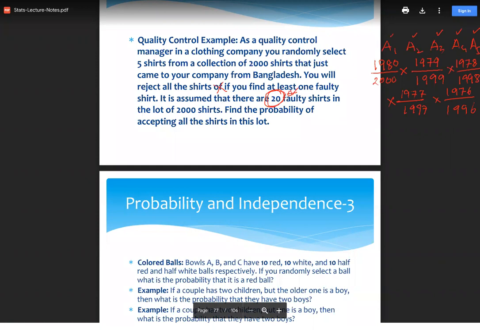And if you multiply these numbers, that should be your probability of accepting the entire lot, or probability of not rejecting. Accepting is the same as not rejecting. Is this clear? Do you see how events A1, A2, A3, A4, A5 are connected or dependent on each other? So you kind of have to think about these probability problems in a somewhat logical way and make sure that it matches.